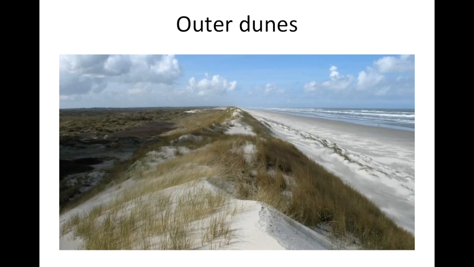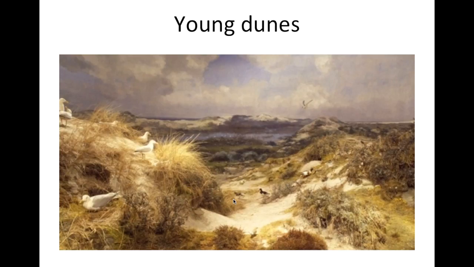So there are four basic landscape types in the dunes. There's the outer dunes, which form the first line of defense against the sea. In Dutch, this is called the zeereep. And so you have the beach over here and the sea over there, and the sea would overflow if these outer dunes weren't here. Then there are the young dunes.